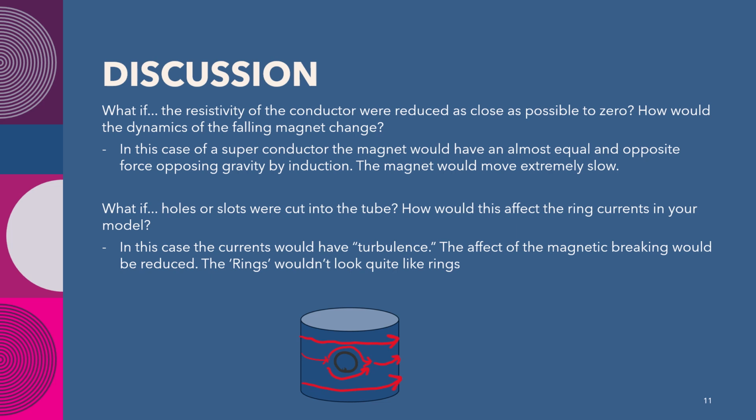And what if holes or slots were cut into the tube? How would this affect the ring currents in your model? In this case, the currents would have more turbulence, and the effect of the magnetic braking would be reduced, so the magnet would move quicker. The rings wouldn't look quite like rings; the magnetic rings would go around the holes cut in the tube, as shown.